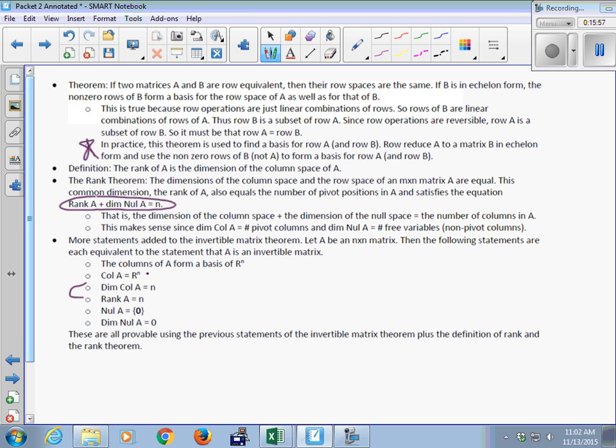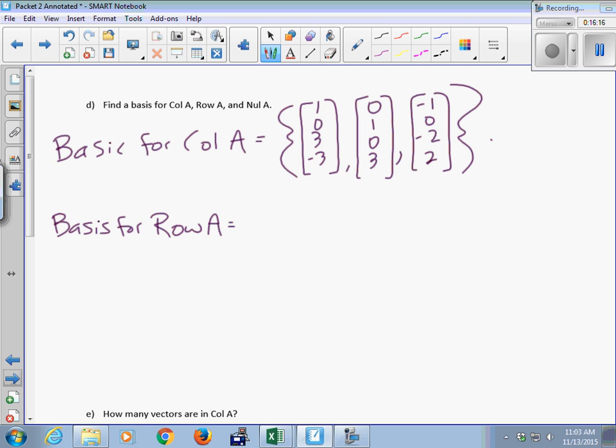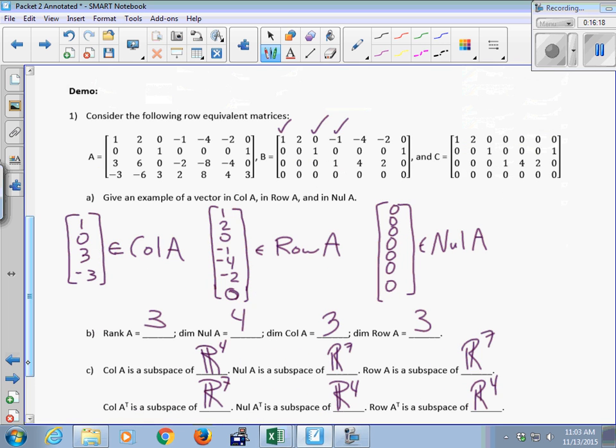It says row reduce A to echelon form. So just echelon form, not fully row reduced echelon form. And use the non-zero rows to form a basis. So the non-zero rows of B, right? The non-zero rows of your echelon form, not A. So my non-zero rows of my echelon form are the first three. Yeah, 1, 2, and 3. So those will form a basis for the row space.